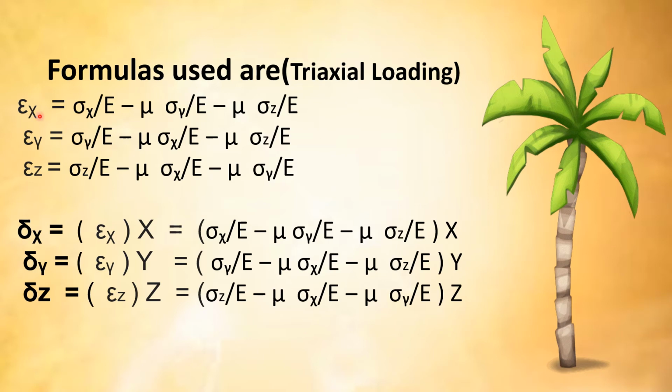For triaxial loading, the formulas used are epsilon x is equal to sigma x divided by E minus mu sigma y divided by E minus mu sigma z divided by E. In the y direction, epsilon y, strain in y direction, will be equal to sigma y divided by E minus mu sigma x divided by E minus mu sigma z divided by E. Strain in z direction, epsilon z will be equal to sigma z divided by E minus mu sigma x divided by E minus mu sigma y divided by E.